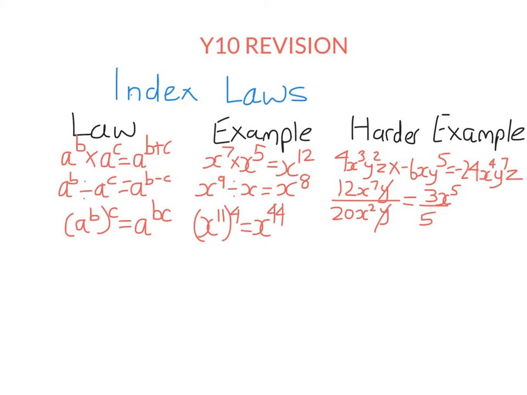So the next index law, as long as a is not equal to 0, then a to the power of 0 equals 1. So that kind of means 0 to the power of 0 is actually undefined, but 1 to the power of 0 is 1. 7 to the power of 0 is 1. Negative 3.27 to the power of 0 equals 1. So I've given you a few examples of that already.